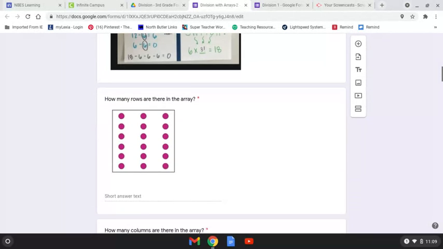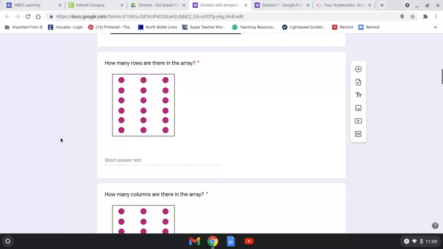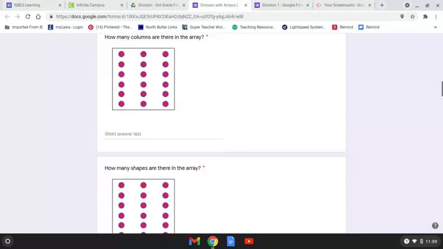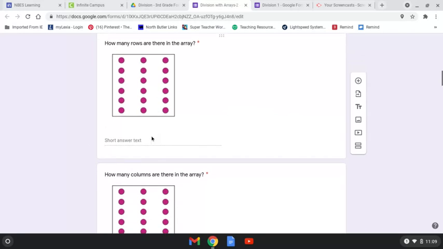With this lesson, you'll see the same array repeated 4 times. So there's 1, 2, 3, 4. Before you move on to the next set of arrays, this is just going to help you focus on how to use the array and get a number sense about division also. You're going to answer the question, how many rows are there in the array? And remember, rows go left to right. So there's 1, 2, 3, 4, 5, 6. I'm helping you out with this one, so you'll put your answer there.